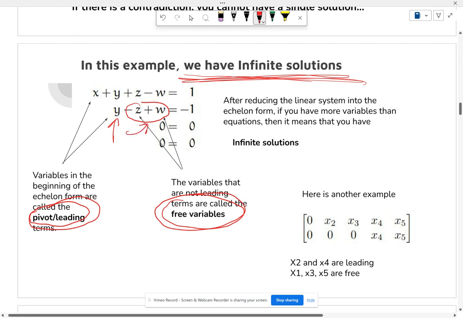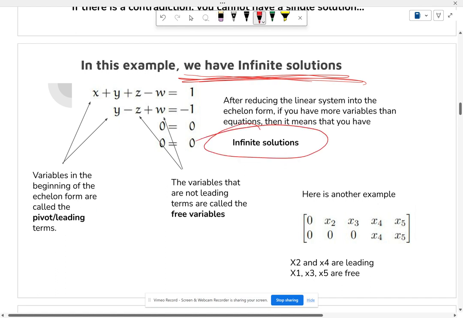And since y is dependent on z and w, x is dependent too. So as soon as the free variables are chosen, which you can pick as anything you want because you don't have enough equations to pin them down, the pivot variables are stuck. They have to follow the free variables. In these cases, when you don't have enough equations, you end up with infinite solutions.